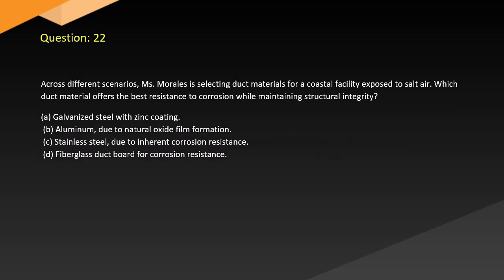Question 22. Across different scenarios, Morales is selecting duct materials for a coastal facility exposed to salt air. Which duct material offers the best resistance to corrosion while maintaining structural integrity? A. Galvanized steel with zinc coating. B. Aluminum, due to natural oxide film formation. C. Stainless steel, due to inherent corrosion resistance. D. Fiberglass duct board for corrosion resistance.